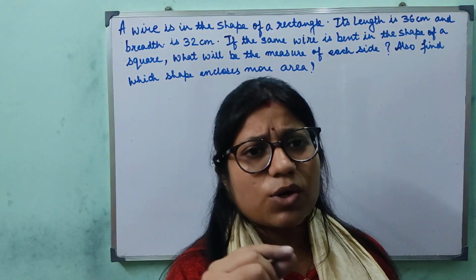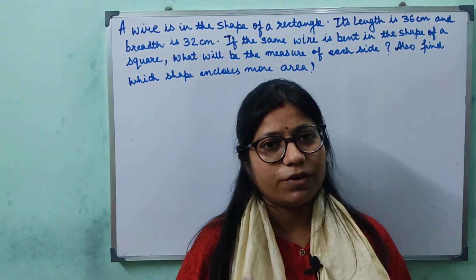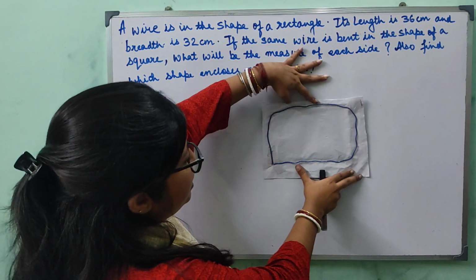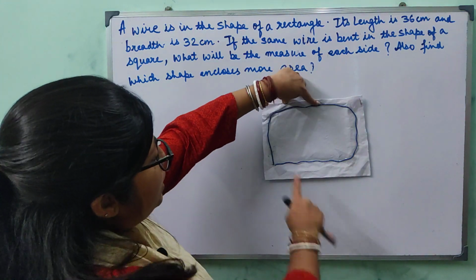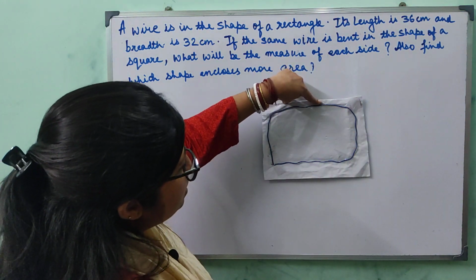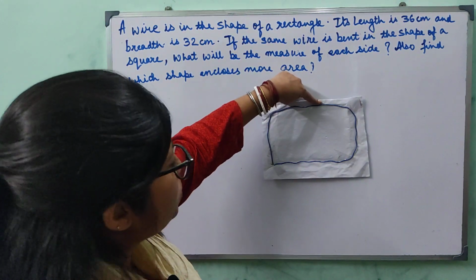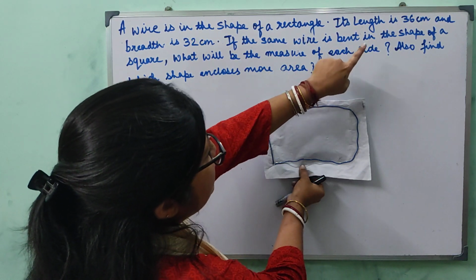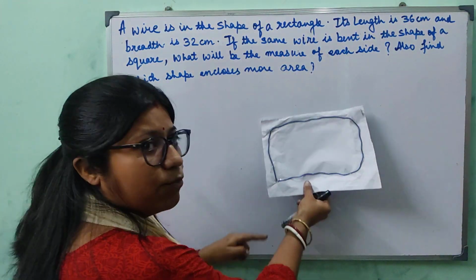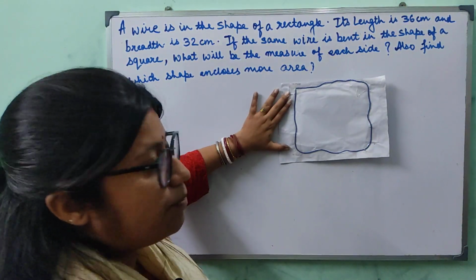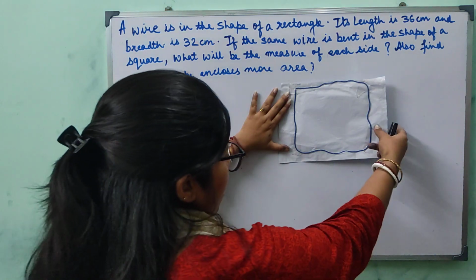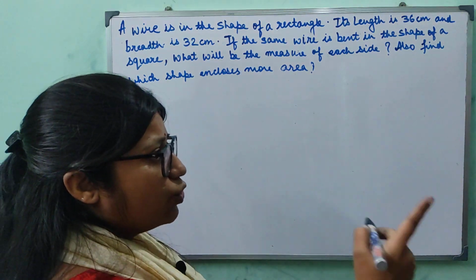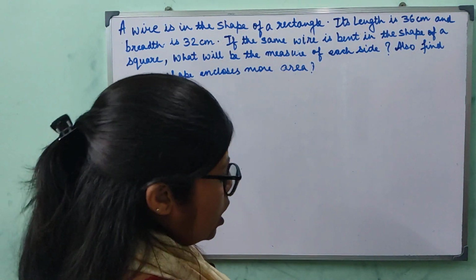So the sum is, there is a wire which has been bent into the shape of a rectangle. Say for example, I have taken this blue wire which I have tried to bend in the shape of a rectangle. So the length is 36 centimeter and breadth is 32 centimeter. Now the same wire is bent in the shape of a square. I have used this same wire to make a square. So you have seen that the same wire was used to make both the figures.